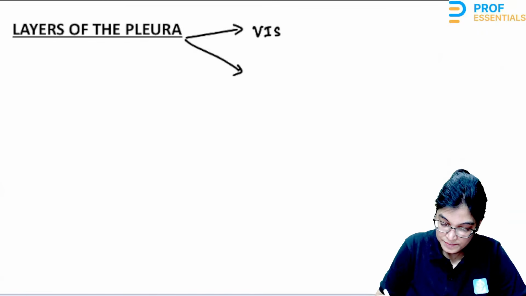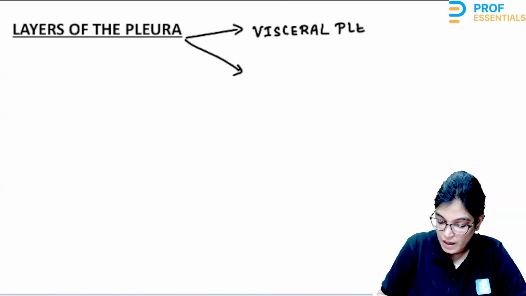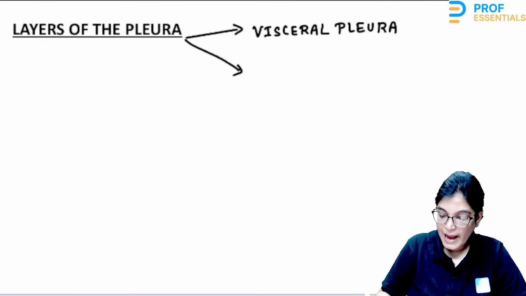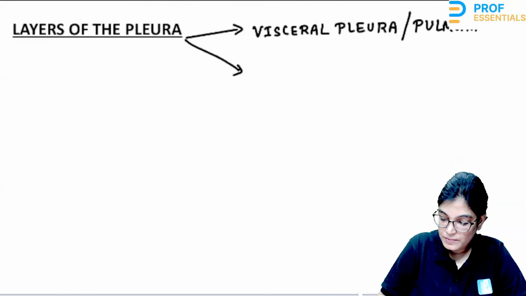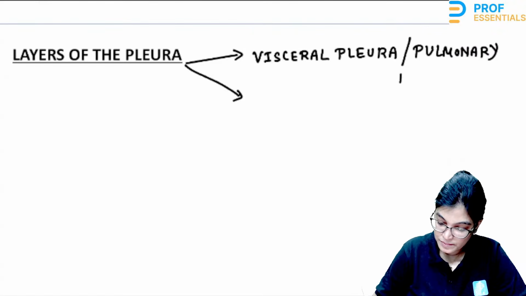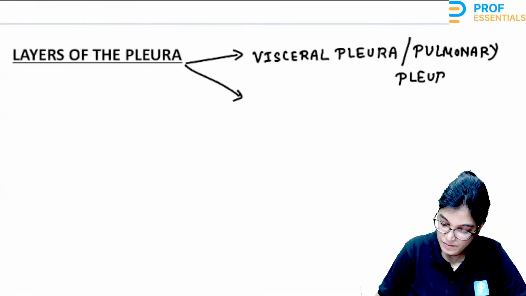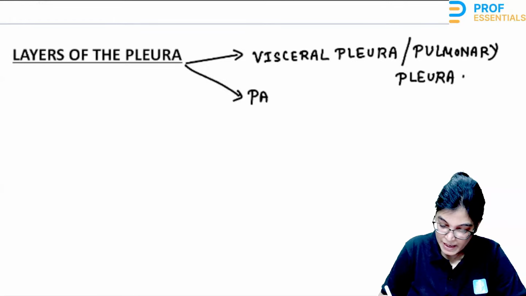The visceral pleura is also called the pulmonary pleura. And the other one is the parietal pleura.